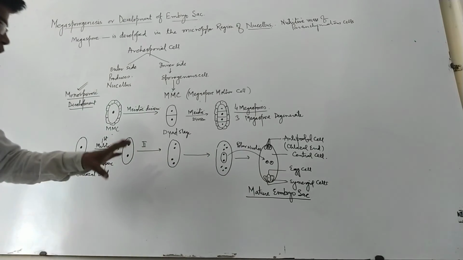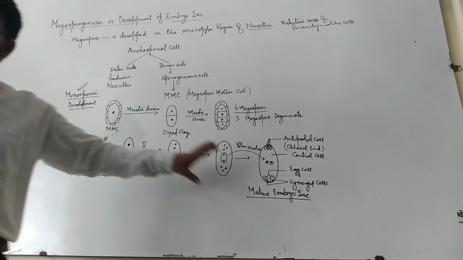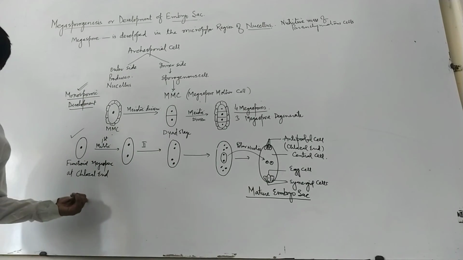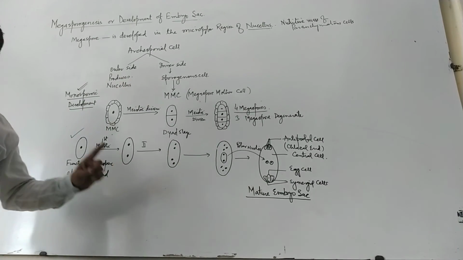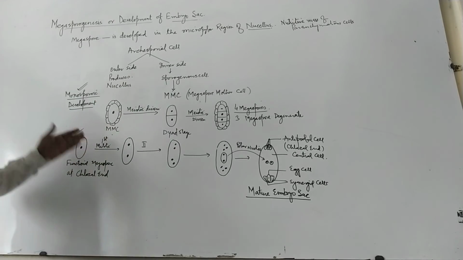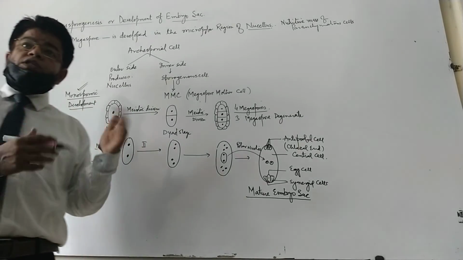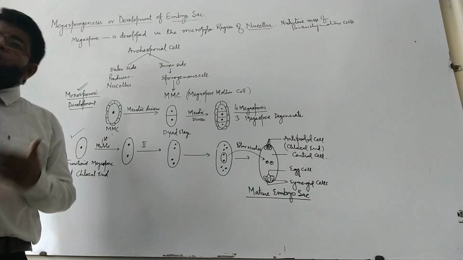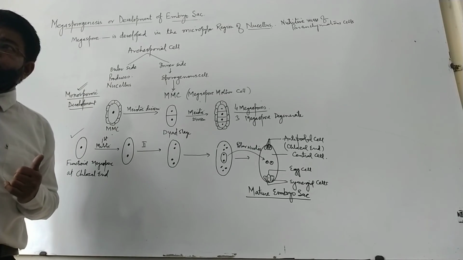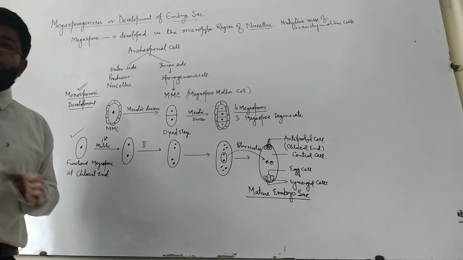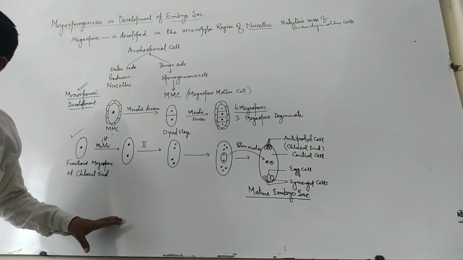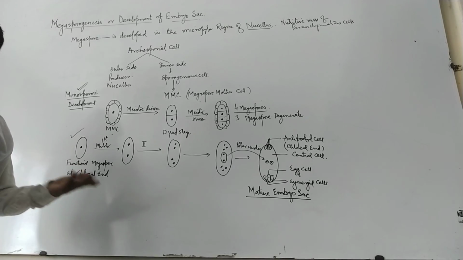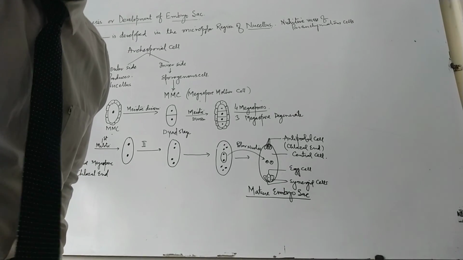So this was the development of the female gametophyte or embryo sac, which developed from a single functional megaspore. That's why the development of this embryo sac is known as monosporic development, because this question has been asked in the examination: why is the development of embryo sac called monosporic? So you have to explain it. So this is all about the development of embryo sac. Next we will discuss double fertilization.